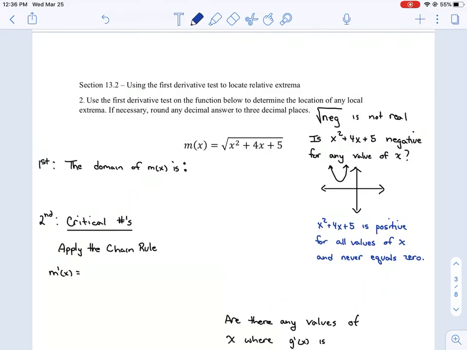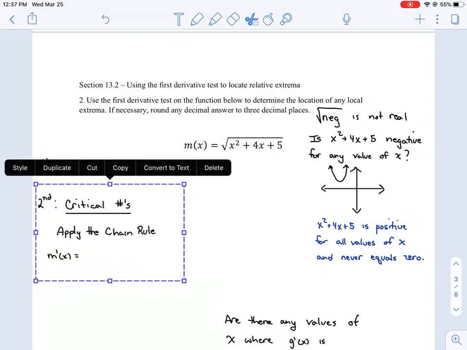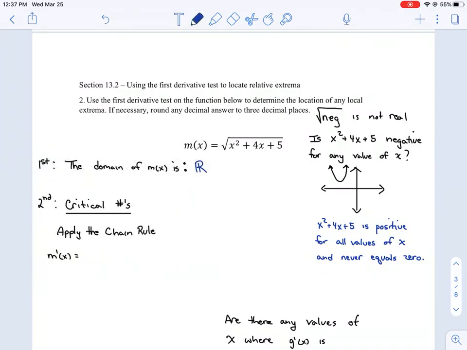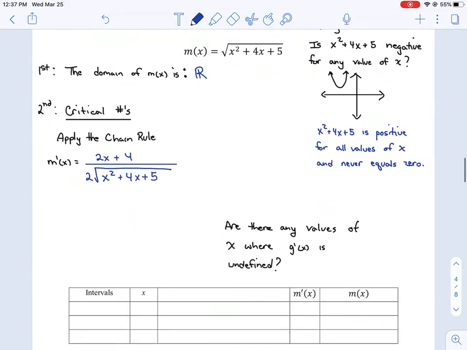Okay, so let's go find some critical numbers. Actually, the domain then is going to be all real numbers. Now, let's go find some critical numbers. So we have to take the derivative of this function, and we have to apply the chain rule. So the derivative of this function is going to be 2x plus 4 divided by 2 square root of x squared plus 4x plus 5.